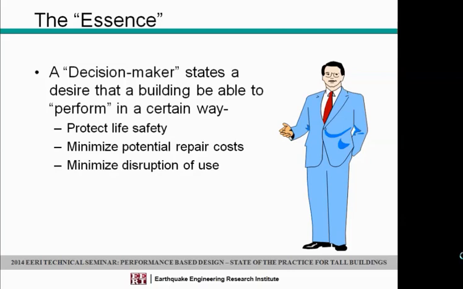Many decision makers are interested in minimizing disruption of use, because the real costs of an earthquake are not necessarily repairing a building after the event, but the fact that you can't do what you use the building to do on a normal basis while the building is being repaired. And that actually has put a number of businesses in California out of business, and in the state of Washington as well. So it's a very important consideration.